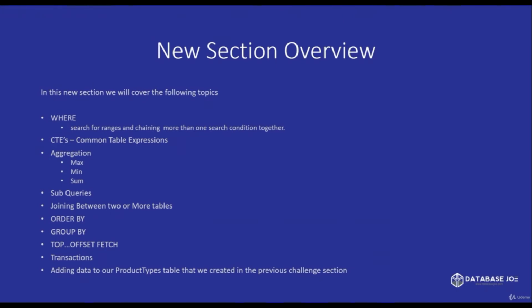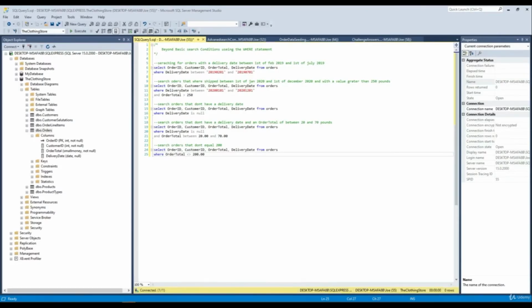We will also cover transactions, and add in data to our product types table that we created in the previous challenge section. We will start with the where statement, and using what we know about the where statement, we will build upon this knowledge. For this lesson, I have added some more data to the orders table.